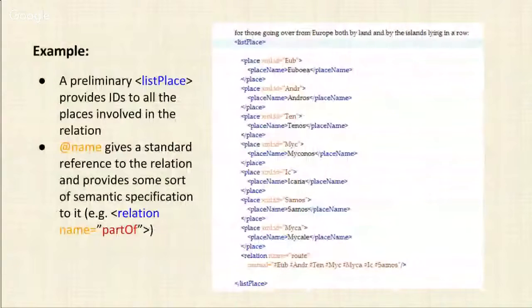So for example, one thing that you need to establish is a preliminary list of places that are involved in the relation. And then you describe the relation by means of the attribute name, which is mandatory, that needs to be a description of the type of relation that you have, and a further attribute which defines the hierarchy of the relation. Now, one characteristic of relation, which is also a limitation of it, is that relation can only describe a relation which is mutual or passive or active, essentially. So there are just three types of relation that you can define.